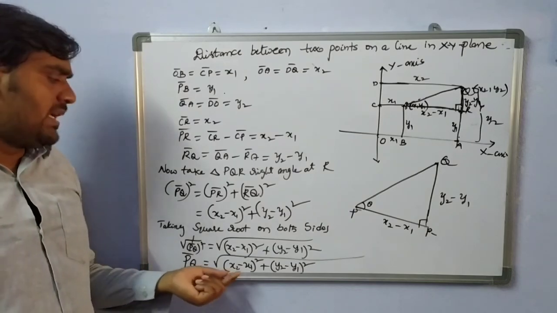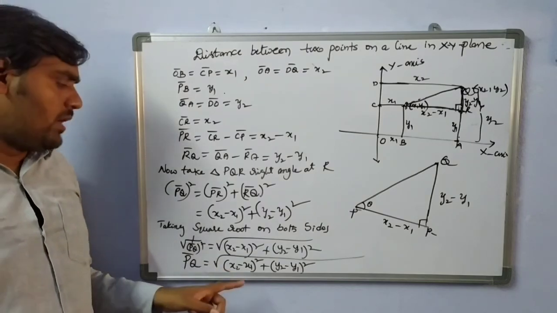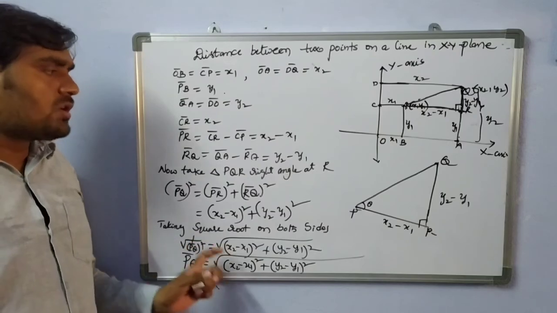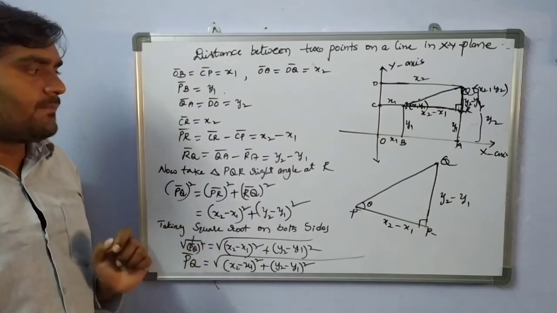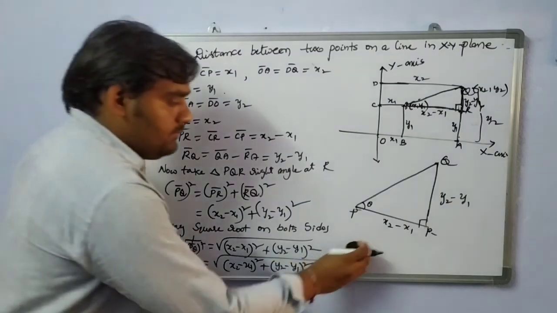Square root of x2 minus x1 whole square plus y2 minus y1 whole square is the formula to find distance between 2 points. Okay. Thank you.